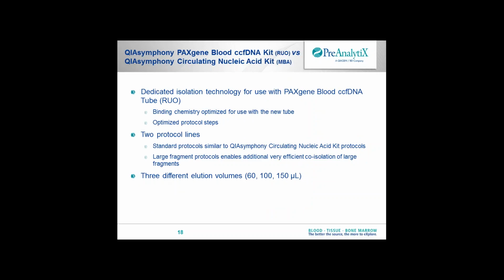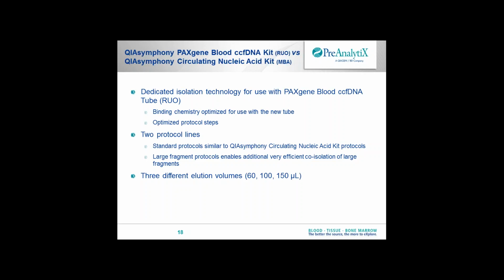In the next slide, I just want to describe in a little more detail what distinguishes the QIAsymphony procedure for the PAXgene tube from the generic protocol as described 2 slides above. As I said, we have a dedicated isolation technology that was focused on our new tube and the stabilization solution that is in the tube. This means that we have a dedicated binding chemistry here optimized for the new tube, and we also have some steps optimized to facilitate processing of the plasma generated from this tube. This means basically the binding steps and the elution steps.